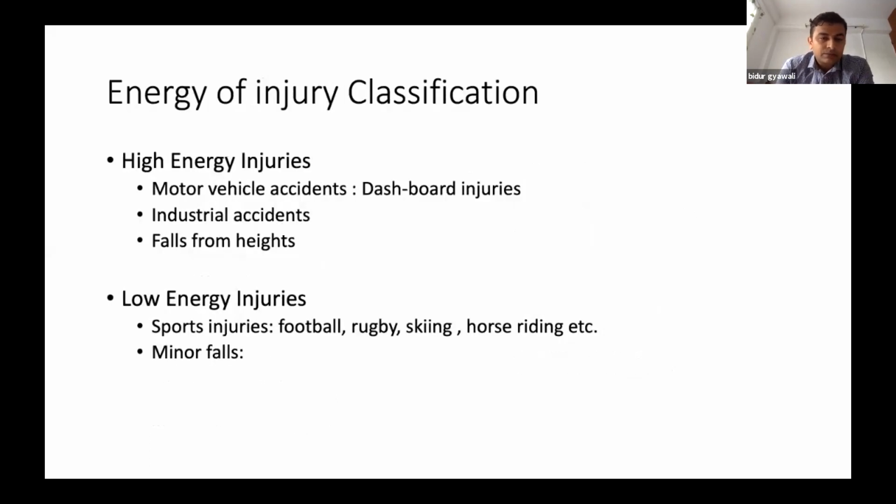We have another classification system which is usually used in association with the other systems, like the energy of the injury classification, broadly divided into high energy and low energy injuries. High energy constitutes motor vehicle accidents, like dashboard injuries, industrial accidents, and falls from heights. Low energy injuries constitute sports injuries mostly, like in football, rugby, skiing, etc., and some minor falls. These two mechanisms of injury also help us predict the possible complications in knee dislocations.